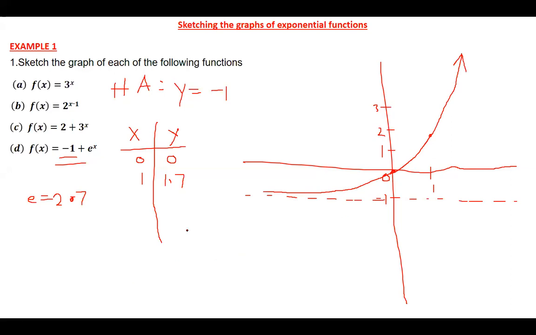So now we find the domain and the range. The domain is simply from negative infinity to positive infinity. And then we have the range. You start from the horizontal asymptote going to the positive integers. So this is all you need to know about sketching.